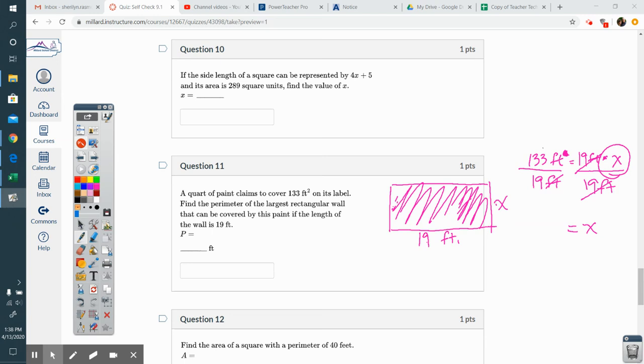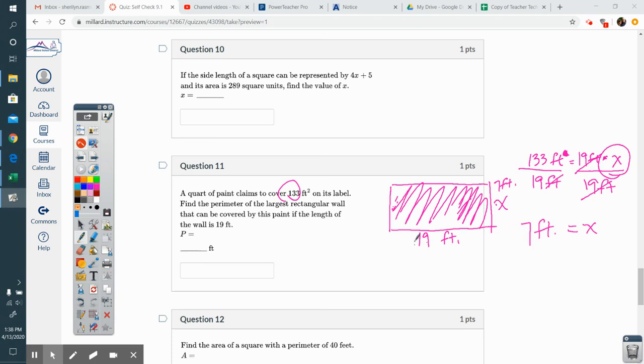133 divided by 19 is equal to 7. So this side is 7 feet. Now, multiply that back out. Make sure you got it right. 19 times 7 equals 133. So that is correct because you took the length times the width and it equals this.